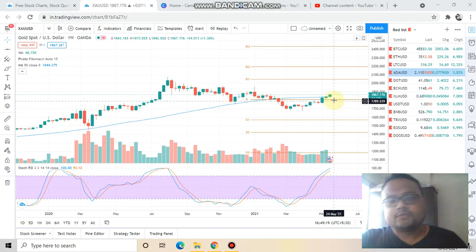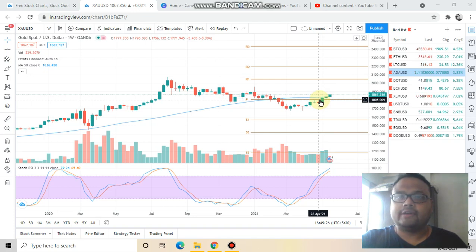This week the market has formed a green candle. Previous week the market took support at this support level, 1805 level. From there the market took support and formed a hammer kind of pattern, and right now the market has formed a green candle. So the overall structure of the chart is very bullish, there is no doubt about it.